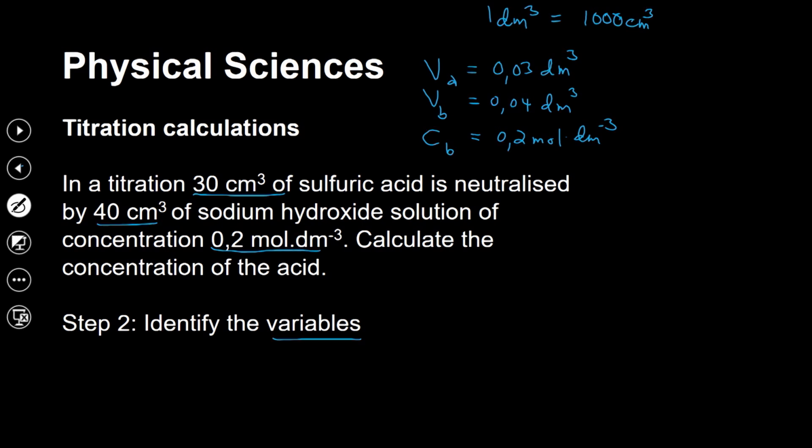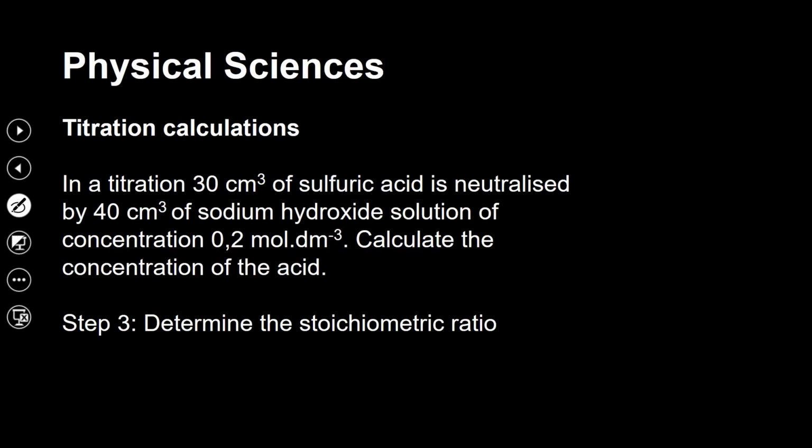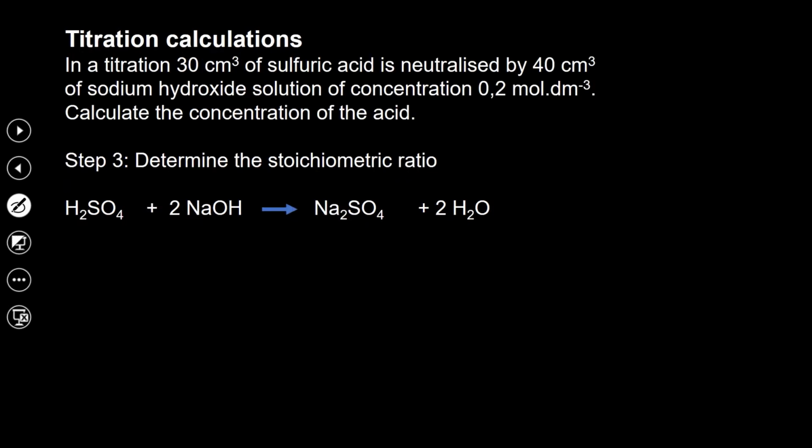Very, very important, right? Once we've done that, we are able to move to the next step, which is to determine the stoichiometric ratio. The stoichiometric ratio actually comes from the balanced equation of the reaction. What are we saying? We are saying that the ratio is 1:2, right? So the stoichiometric ratio of the acid to base in this reaction is 1:2. What does this mean? It means that a mole of the acid reacts with double the number of moles of the base.